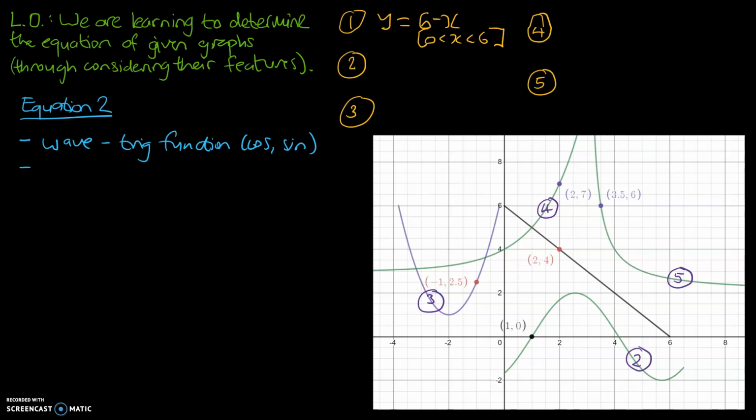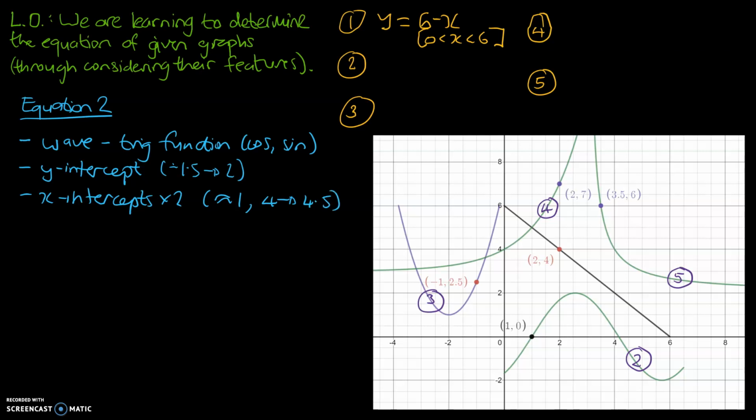The next one, it does have a y-intercept. That information is not particularly useful, but that's somewhere between -1.5 and 2. So not sure on the exact value. It does have an x-intercept. It's actually got 2 of them, times 2. And it looks like it's approximately 1 and between 4 and 4.5. So again, not exactly sure on the x-intercepts.